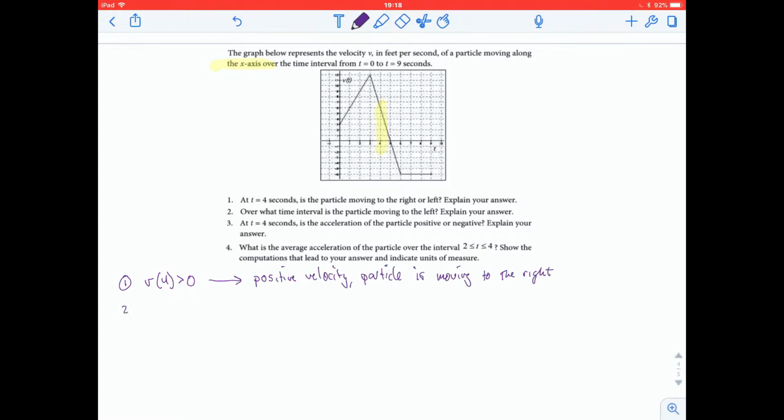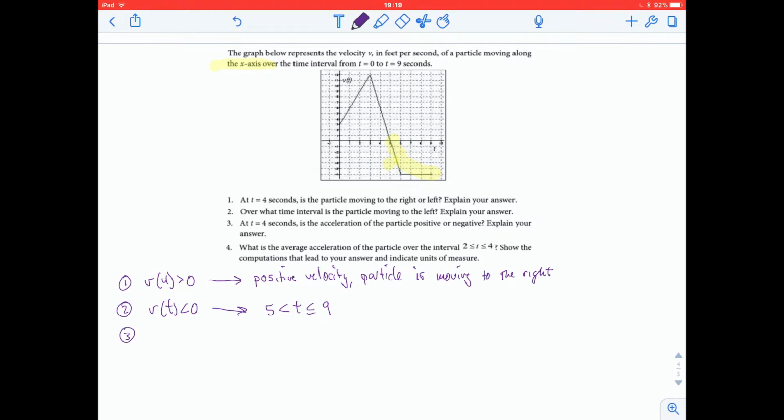Number 2 asks us over what time interval the particle is moving to the left. The particle is going to be moving to the left whenever the velocity function is negative. And we can see that this happens during this portion of the graph right here. So this means that this is going to occur when t is greater than 5 and less than 9. Notice that I'm not including 5 in this interval because at t equals 5, the particle has 0 velocity, so we wouldn't say that it's moving in either direction.